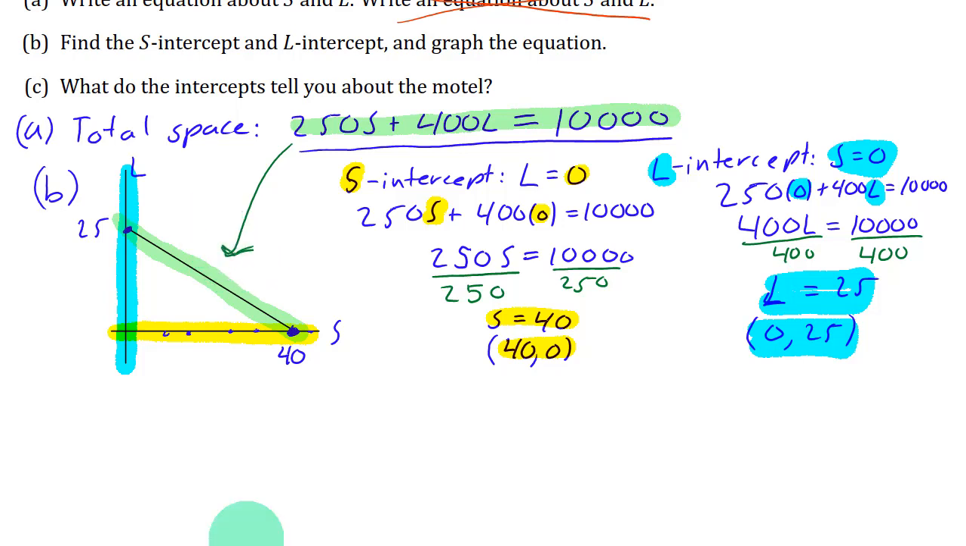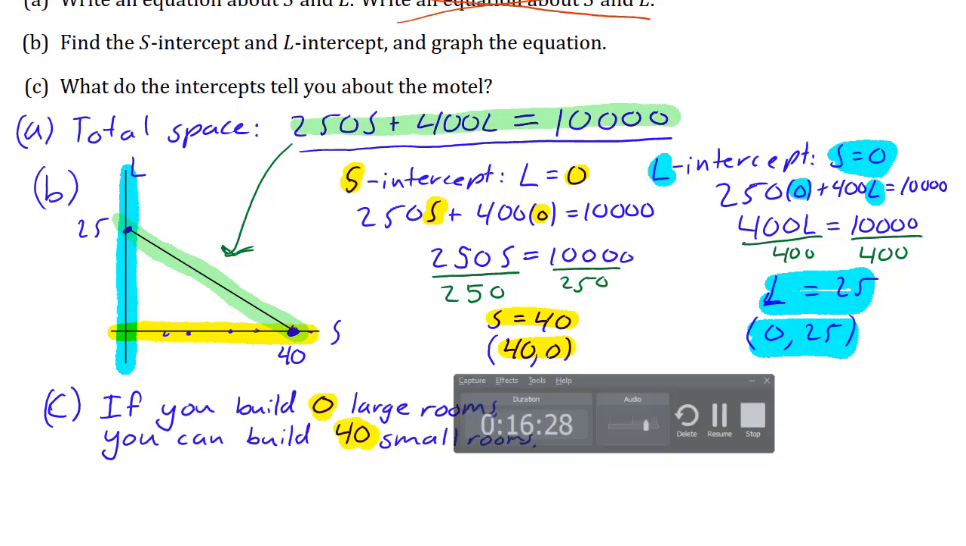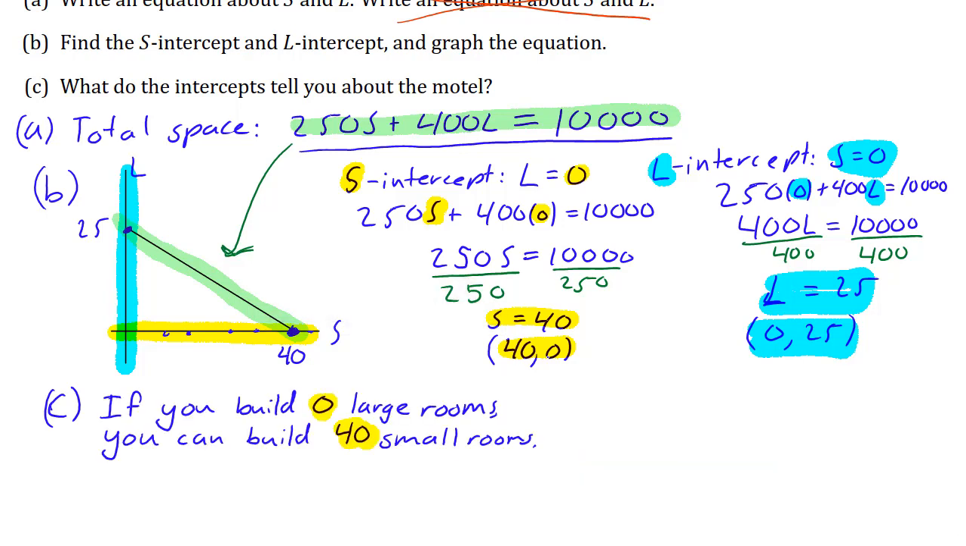Now let's look at part C. What do the intercepts tell you about the motel? Well, for the S-intercept, the (40, 0) that we got, that means the value of S is 40 when L is 0. In other words, if you build 0 large rooms, then the number of small rooms you can build is 40. And likewise, for the L-intercept, the point S equals 0, L equals 25 is on the graph, which means that if you build 0 small rooms, then you have enough room for 25 large rooms.